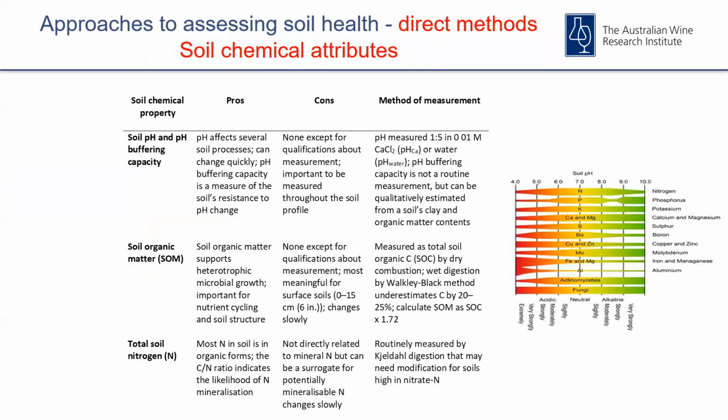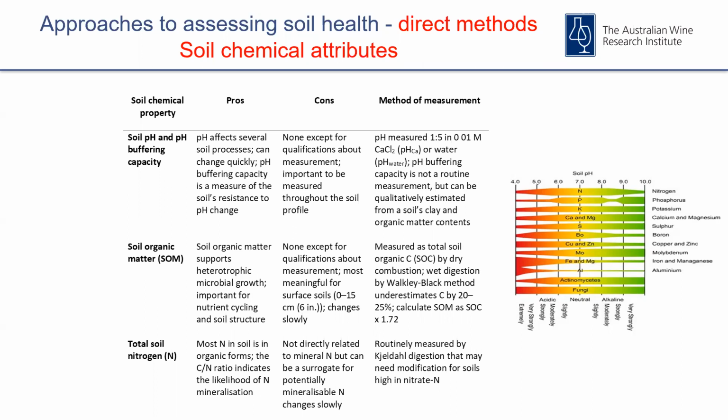So let's move on to soil chemical attributes, and probably no surprise here for many of these. I'll start off with the first one, obviously soil pH and the pH buffering capacity. It's really important for understanding the availability of nutrients in the soil, and I've included that graph on the right-hand side of that slide to really understand more about that. I won't go into too much detail because I think that's quite self-explanatory.